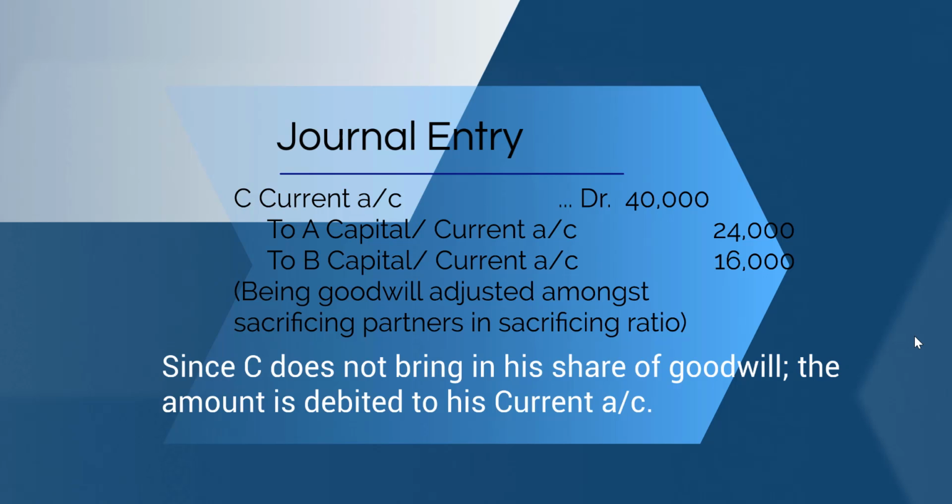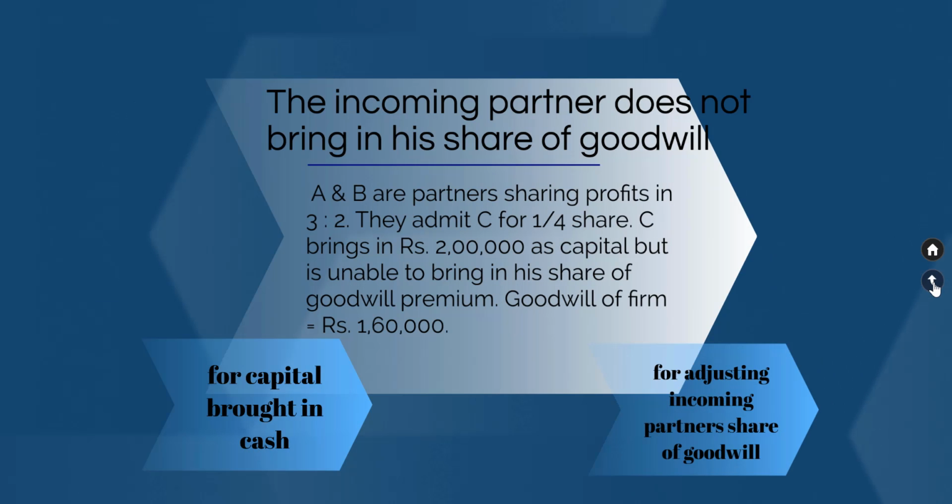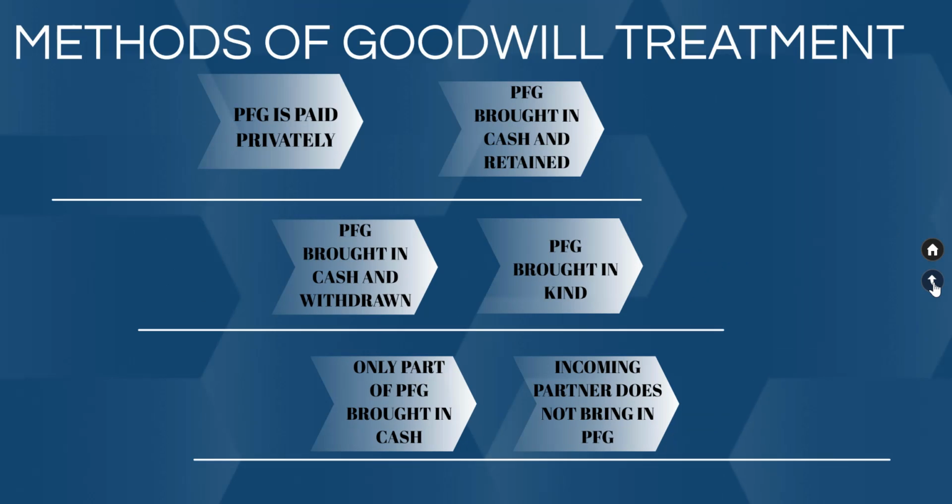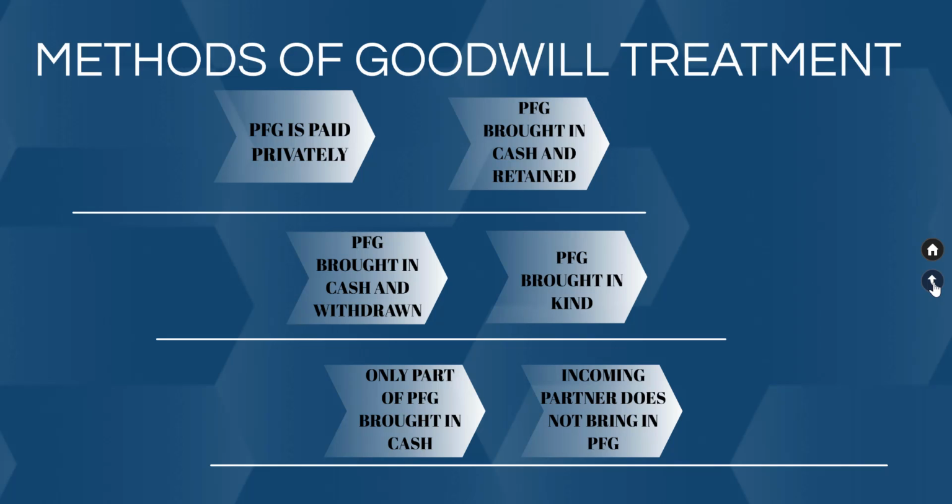So where the incoming partner does not bring in his share of goodwill, we will debit the incoming partner's current account with the amount of goodwill which is not brought in by him. So in this video, we've seen all the 6 methods of goodwill treatment at the time of admission of a partner.